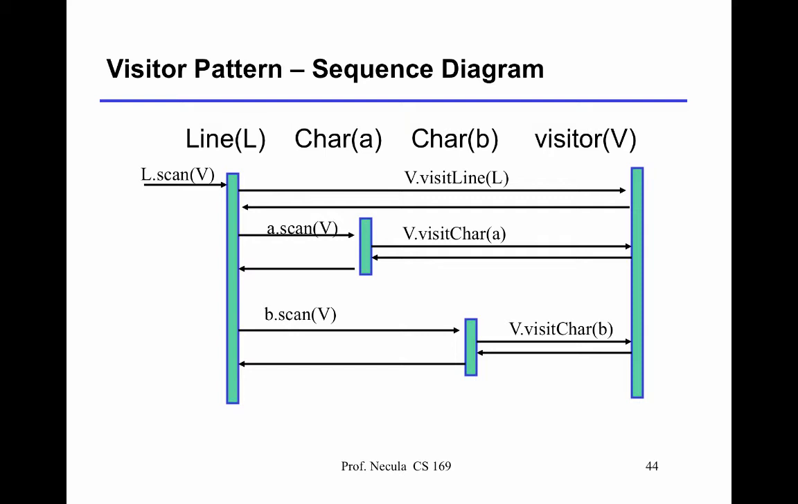But put yourself in the shoes of the visitor. The visitor just sits there and gets notified for every line, for every character in that line, for every page, for everything. And it can decide to selectively do something on some of those operations. Any questions now? So now I expect you to be able to understand what visitors are. If you haven't, ask the question.